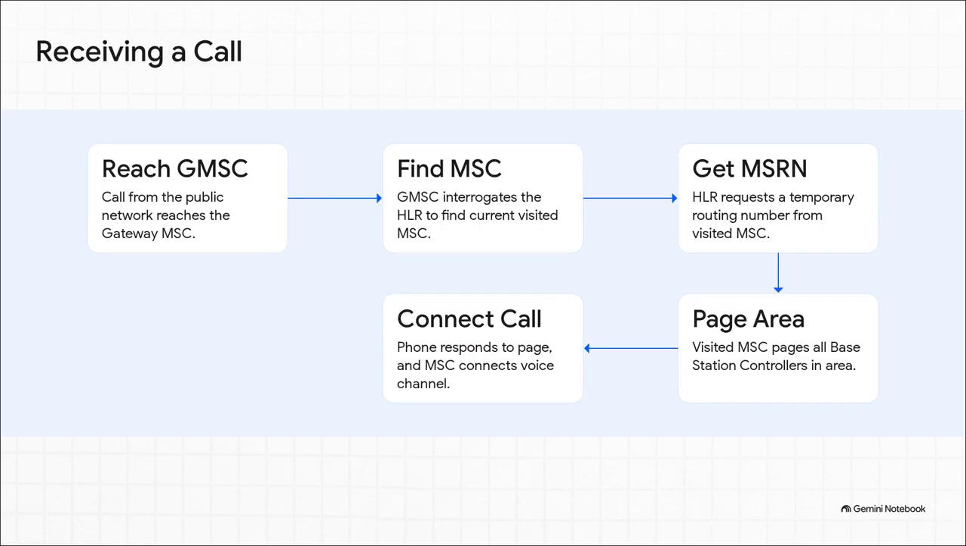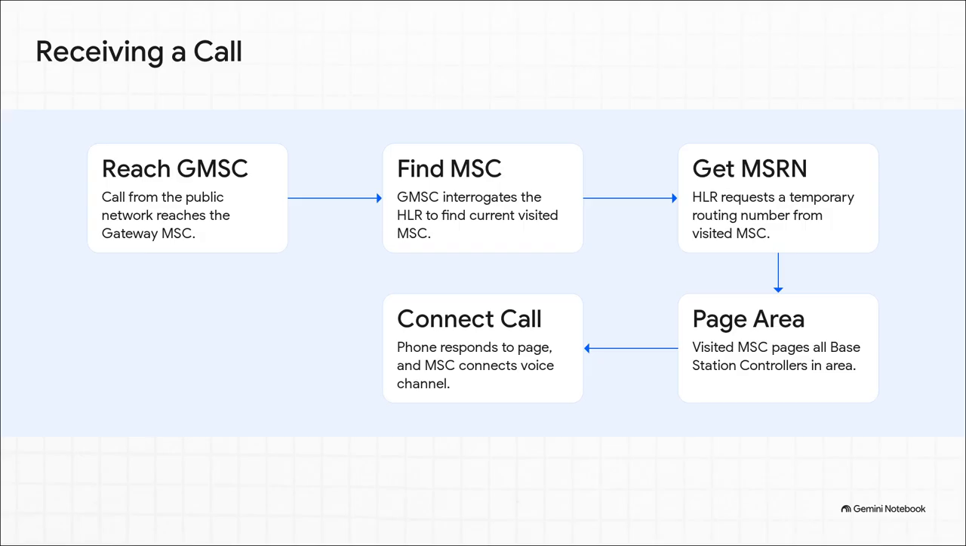But what about a mobile terminated call? You know, when someone calls you. This is actually way harder because the network literally has to hunt you down. The call hits a gateway MSC, which then interrogates your permanent HLR database. The HLR essentially says, "Oh, I know where they are. Let me ask their local MSC for a temporary routing number," which is known as an MSRN.